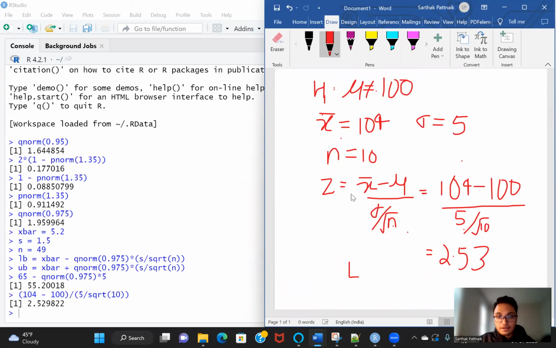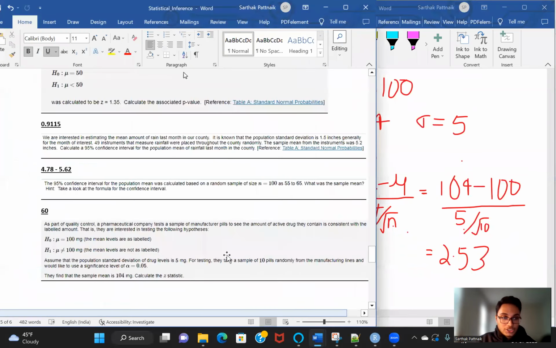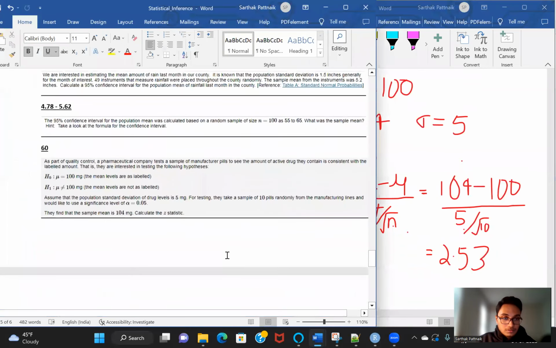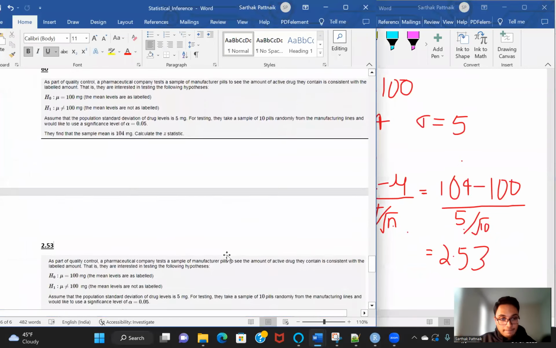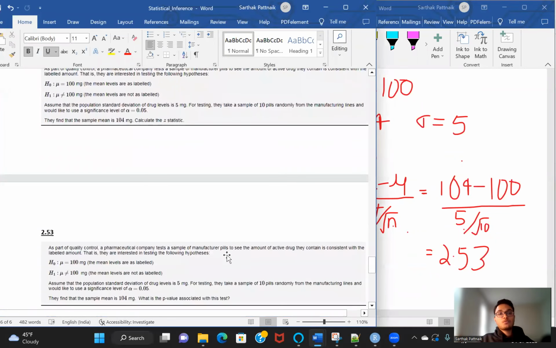All right. Let's see what the actual answer to this question is. It is indeed 2.53. Let's move on to the next question. If you read the next question, it's exactly the same as the previous one. The details are the same: the sample mean, sample standard deviation, number of samples, null hypothesis, alternate hypothesis, everything is the same. Here you need to calculate the p-value associated with this test.